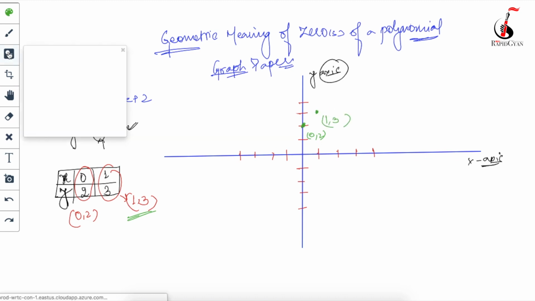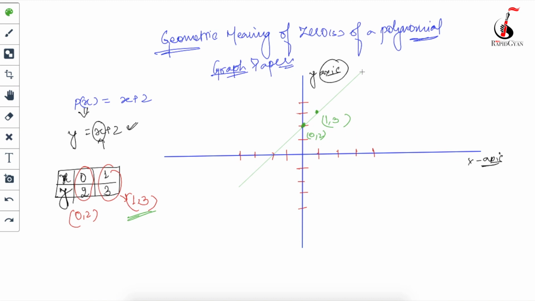Now what will you do? You will draw a line such that the line will pass through these points, something like this. If you use graph paper, it's going to be much more accurate. So this is the graph of your linear polynomial p(x) equal to x plus 2. Now looking at this graph, do you see any observation?